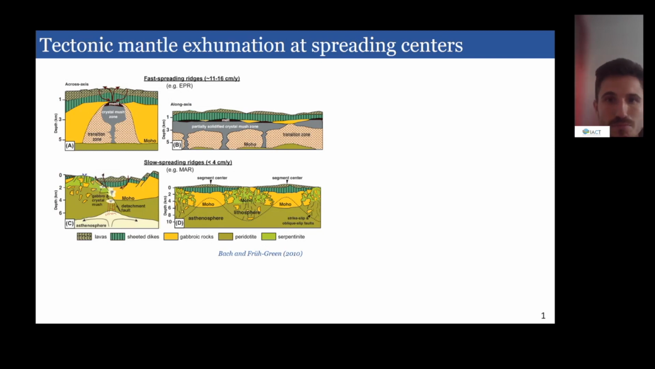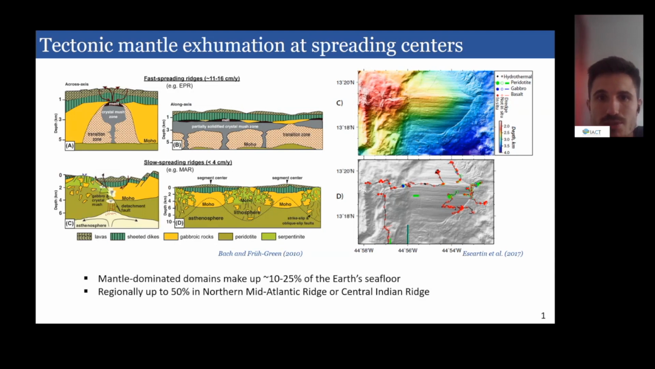And the most beautiful expression of these tectonic processes is the formation of mantle domes that are well imaged through bathymetry. These domes are also known as oceanic core complexes, and you can see these beautiful lineations that correspond to corrugations. And actually, these mantle-dominated domains are far from anecdotic at the seafloor, because they might make up between 10 and 25% of the Earth's seafloor, and regionally up to 50%.